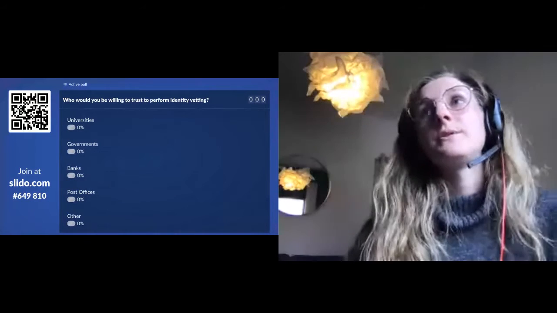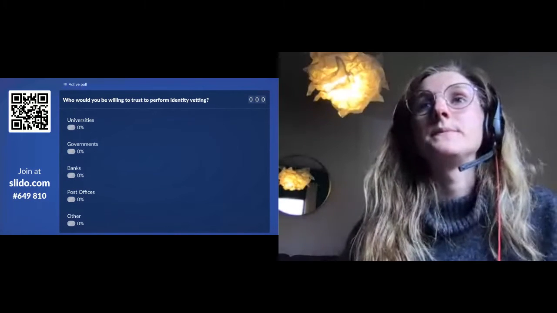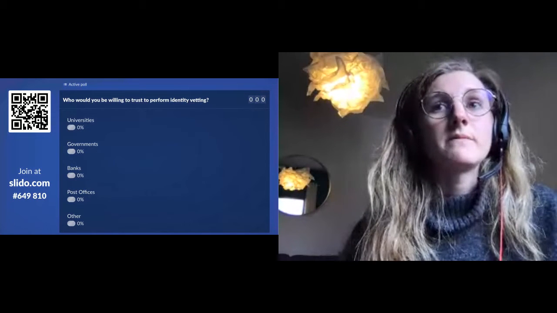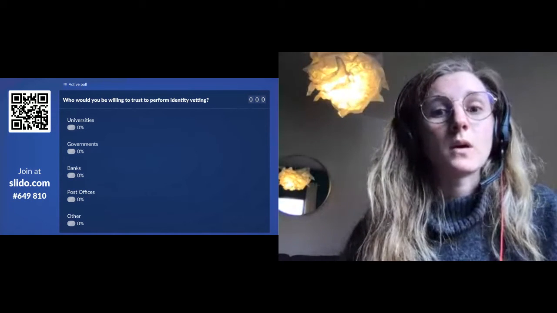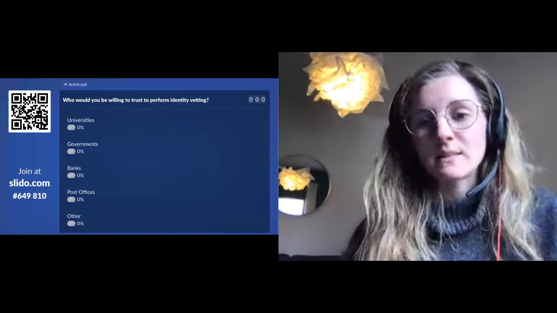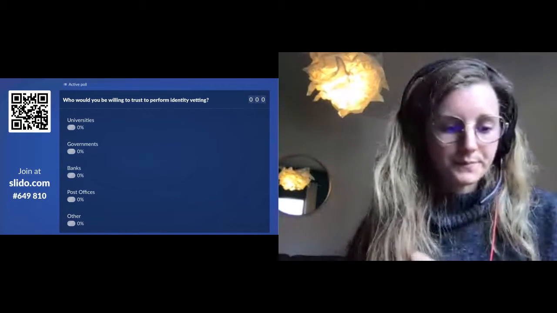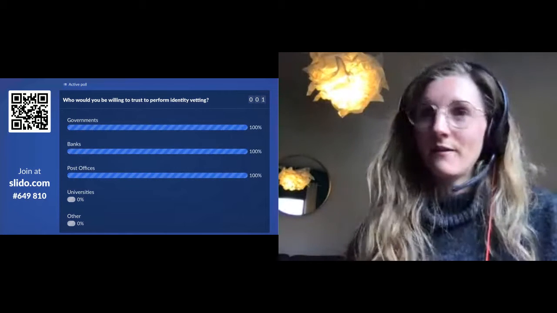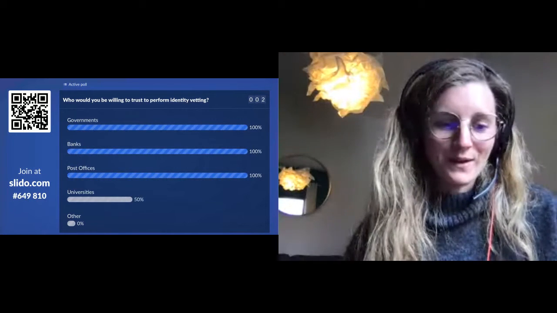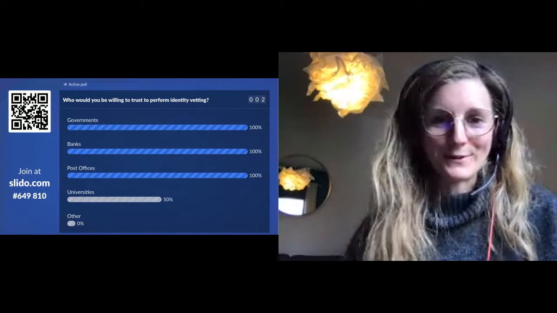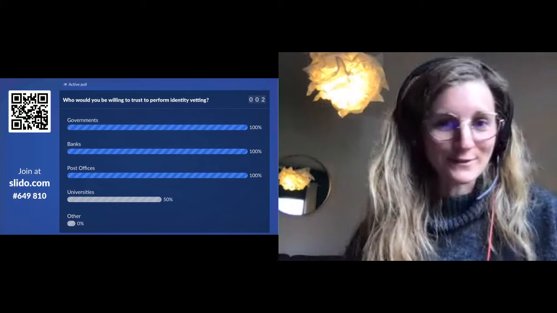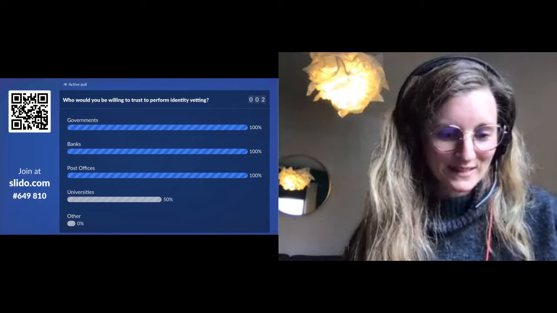Who would you be willing to trust to perform the identity vetting? Universities, governments, banks, post offices, or other? This is assuming that there's some kind of really externalized identity vetting. And I'm aware that it's very cultural. So in some countries, post offices do a lot of this kind of thing, and in other countries, they don't at all. So that's quite an interesting one.